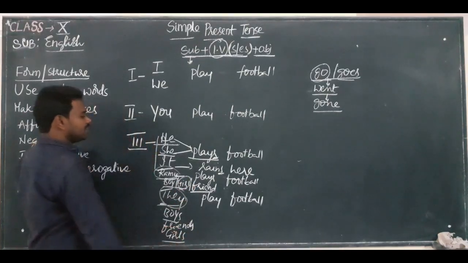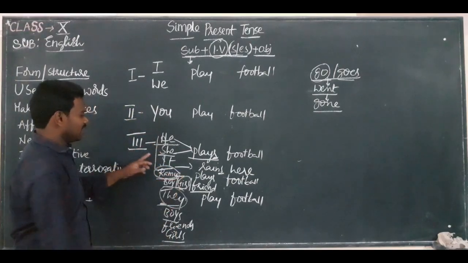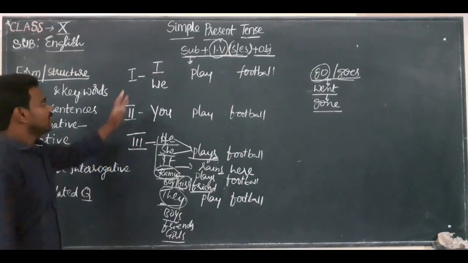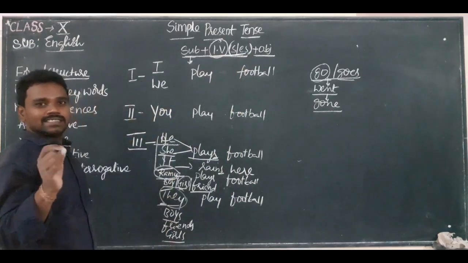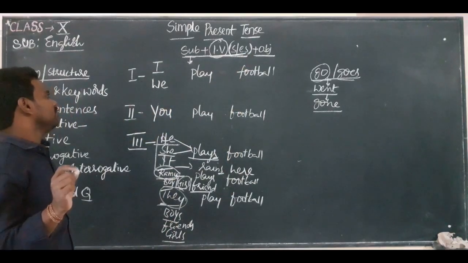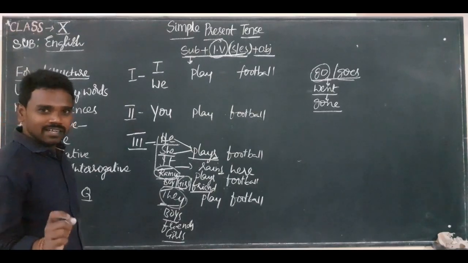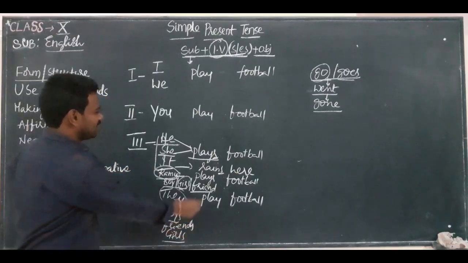So now here, you see. Third person, the name of a person also, comes under third person singular or plural. So when do we add s or es to the verb? We add s or es to the verb when the third person is singular.